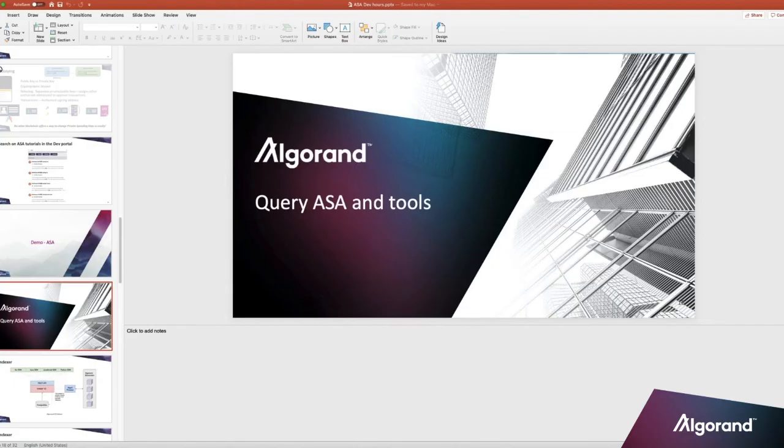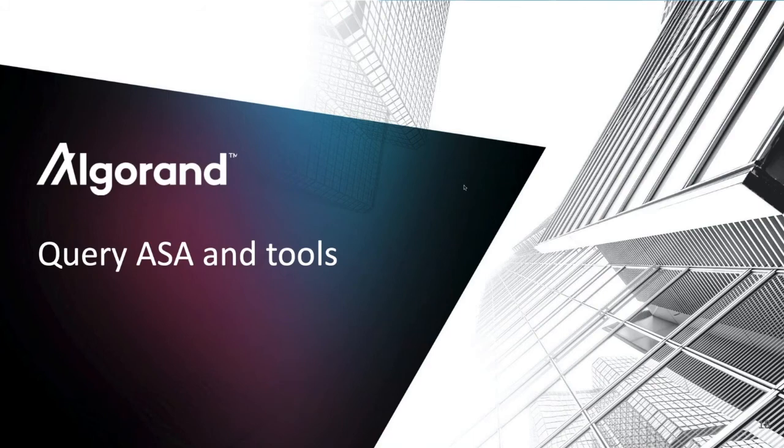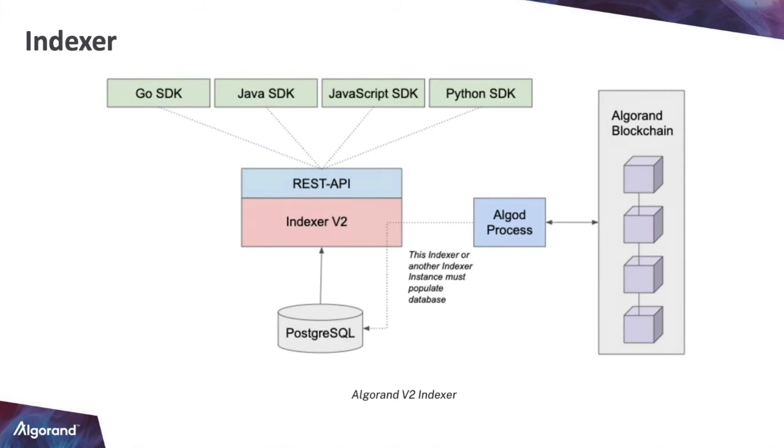All right, next thing we'll go ahead and show you here, the ability to query ASA and some other tools. For those that aren't familiar with Indexer, it's basically an off-chain type solution that feeds off the AlgoD process and updates a Postgres SQL database. This is accessible through all the SDKs and REST APIs through Go, Java, JavaScript, and Python. And it's really now, instead of searching raw through the entire blockchain to find something, you go into a database, which just makes so much more sense. It's all indexed, it's all ready to go, and you can use it.